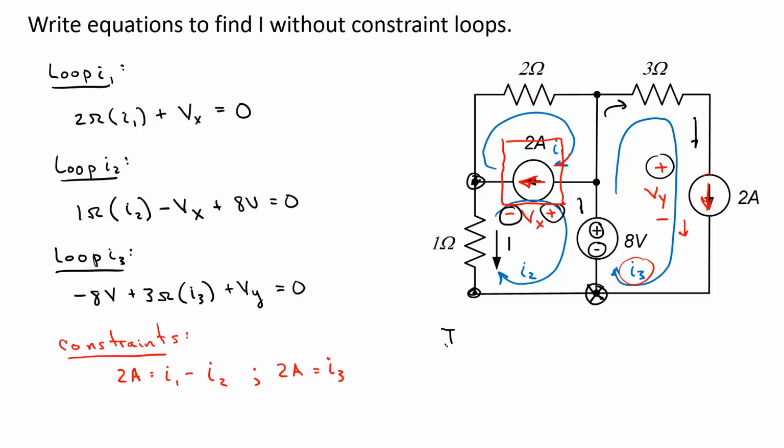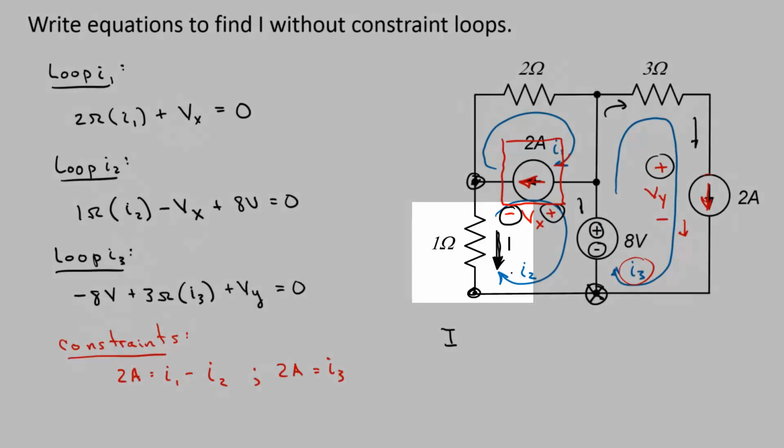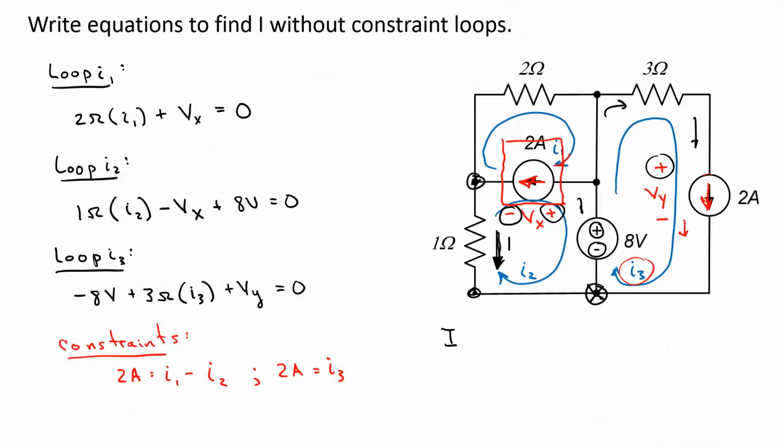Now I write an equation for I in terms of the mesh currents. I is through the 1 ohm resistor, positive in this direction. The mesh current through that resistor is only I2, but it's going in the opposite direction, so I is equal to the negative of I2. There's a set of equations I can solve for the current capital I.